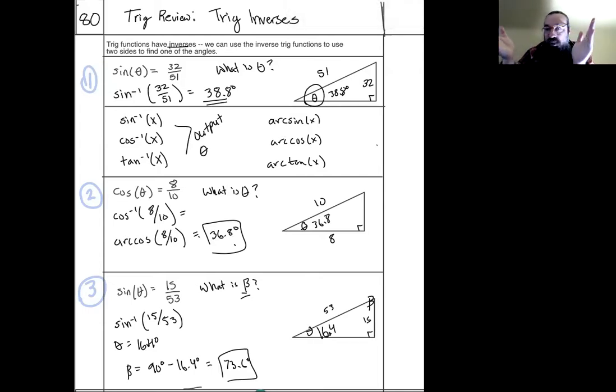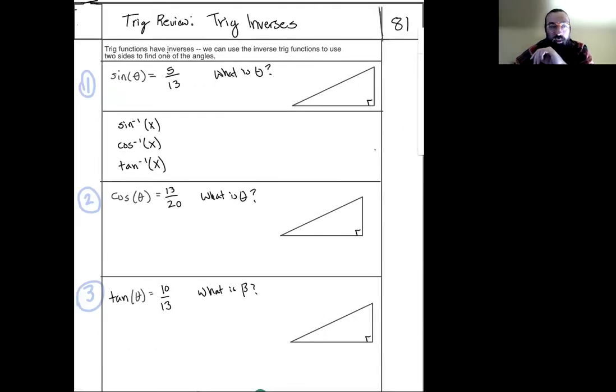Super simple. We just type these ratios in and use the inverse function. It doesn't matter if we use sine inverse or arc sine, those mean the same thing. And that's it. All right, here are the homework problems. Same ideas, same exact thing. Knock them out. Let me know if you have questions. Yep, that's that simple.